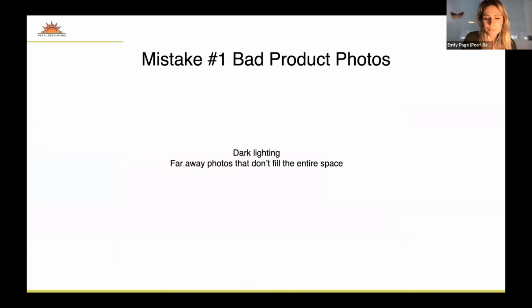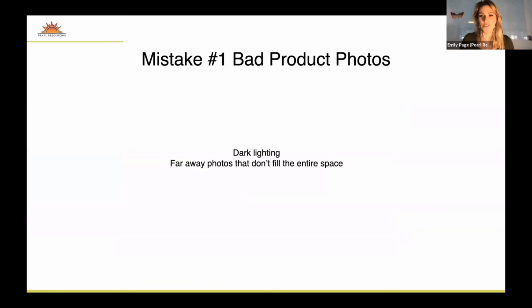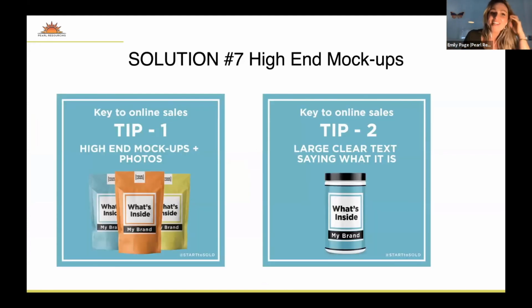People don't think about this. This should say number 7, bad product photos. This is the last place when people are searching for your product. Packaging is actually only experienced when people unbox. They're shopping for you. Their shopping shelf, the retail shelf, is the online commerce search page, right? So if you have dark lighting, far away photos that don't fill the entire space, then people cannot see your product. And so my tip is to use high-end mock-ups, which we have found perform better than photos.